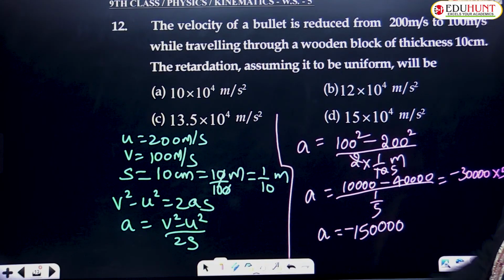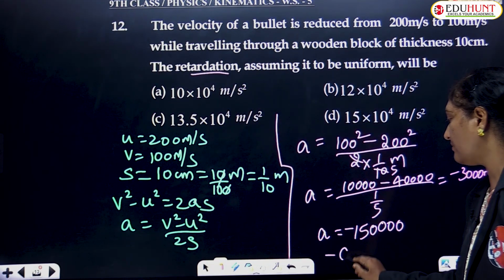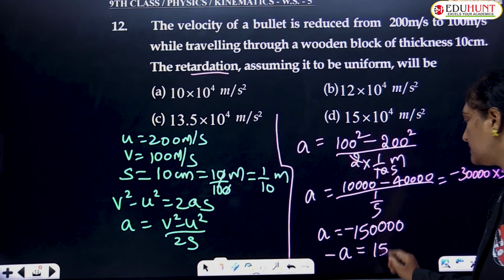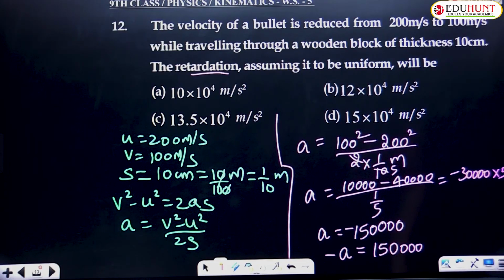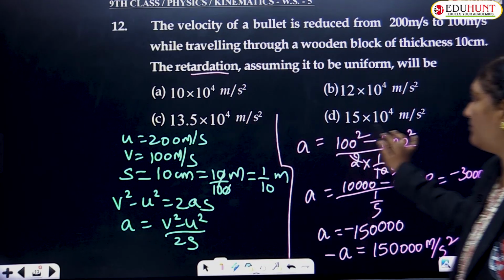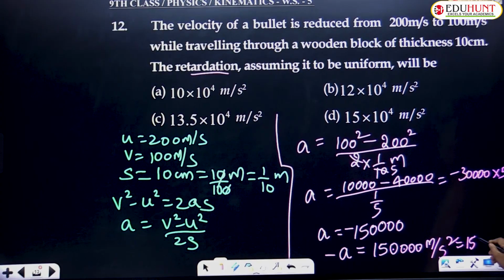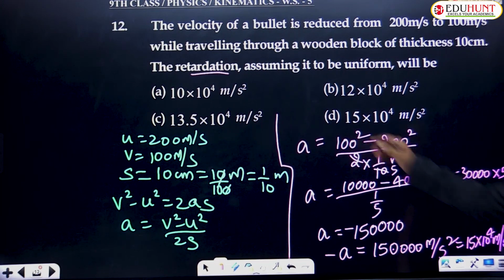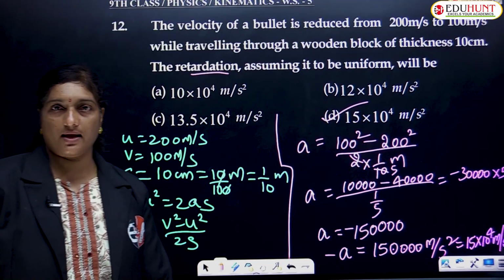This is acceleration, but in the question you are asked to find retardation. So retardation means again you have to find the value of minus A. Therefore the value of minus A is, bringing the minus to the other side, 150,000 meter per second square. So here again it is written in terms of 10 power 4. If I want to write it as 10 power 4, 1, 2, 3, 4, decimal on the other side, this can be written as 15 into 10 power 4 meter per second square. That is, the fourth option is your correct answer. Okay children.